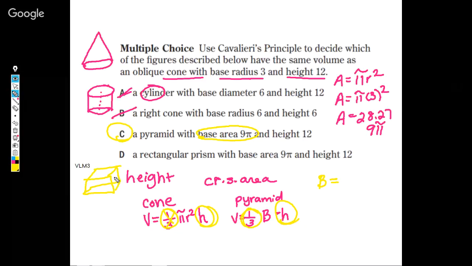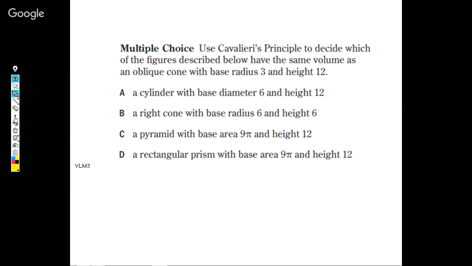We good? Everyone signed in? No. All right, let's go to the next one.